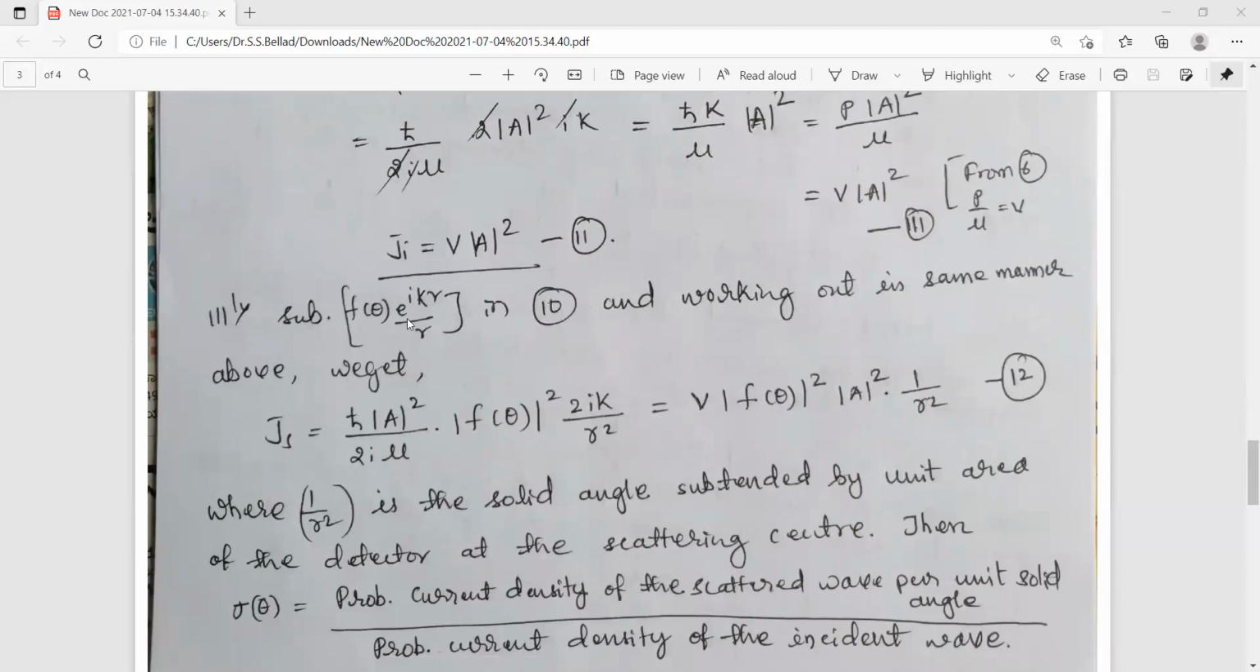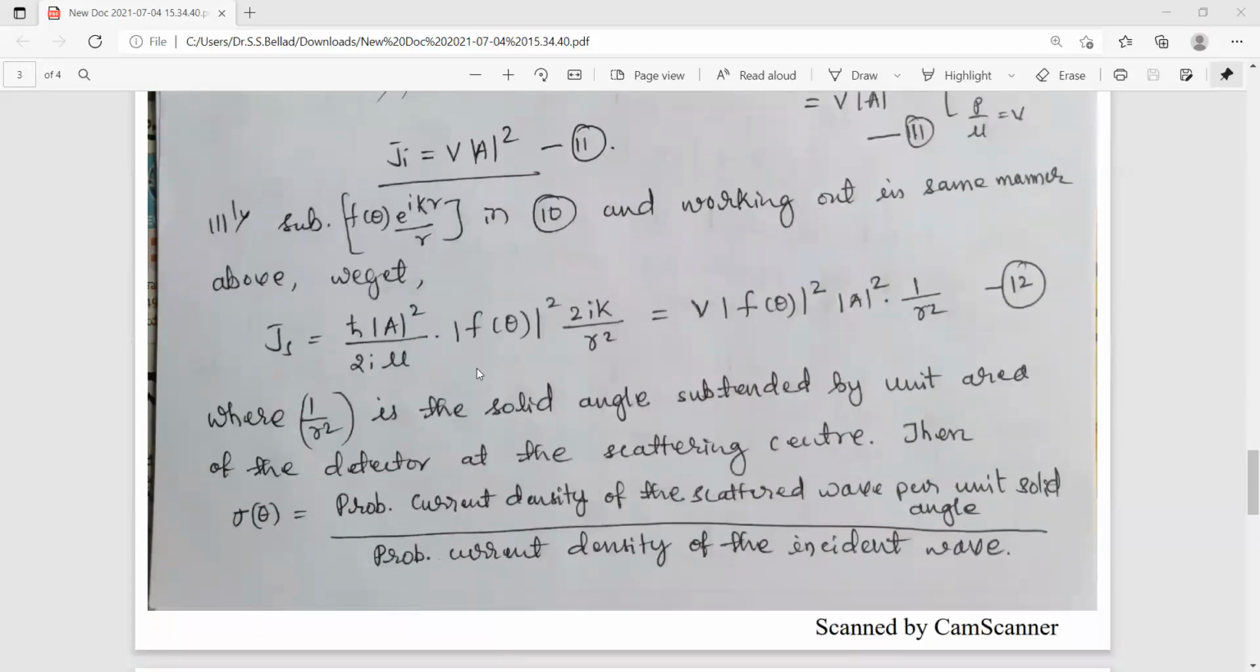Similarly, we have to calculate the probability current density for the scattered particle. So we substitute into equation 10 and work it out in a similar manner. We get Js equal to h cross i mod A square divided by 2i mu, with all the usual things. Only the 1 by R square and these two factors are there, everything else is the same.